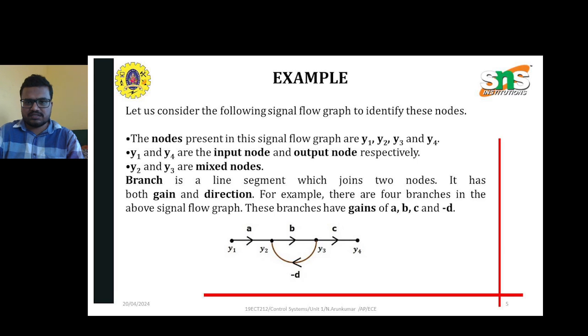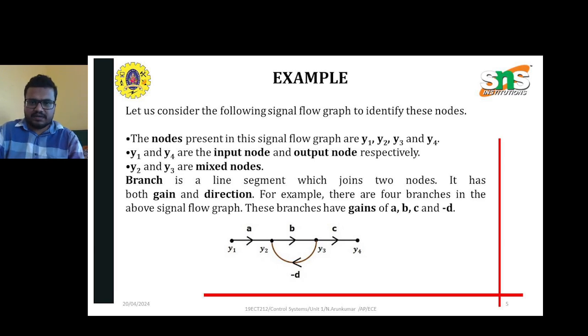Let us consider the following signal flow graph to identify these nodes. The nodes represented in the signal flow graph are Y1, Y2, Y3 until Y4. Y1 is the input node with input signal A, and the output is Y4. Y2 and Y3 are mixed nodes, so in between the loop is a mixed node.